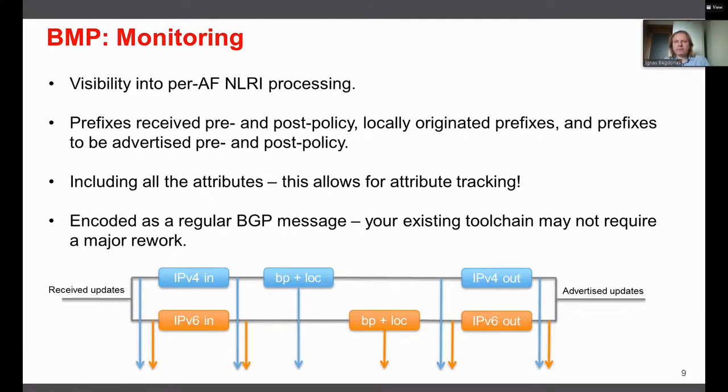You can do deployed policy validation: send, for example, a beacon test prefix on one side of your network, and then collect the BMP traces from the other elements and see whether your intended policy operates as you want it or not.